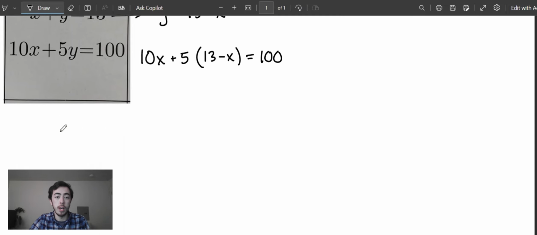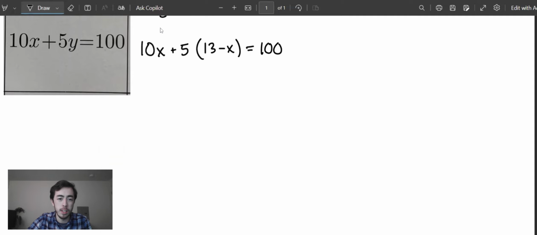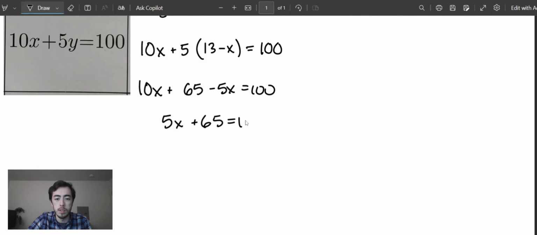Now I'm just solving a one variable equation. I think the best thing to do here is distribute the 5. And so 5 times 13 is going to be 65. And then 5 times a negative x will be minus 5x. Let's see. Let's combine some like terms. The 10x minus 5x is just 5x. And let's just do it one step at a time. I'll keep the 65 here for now.